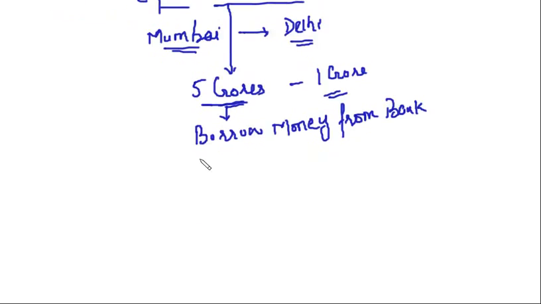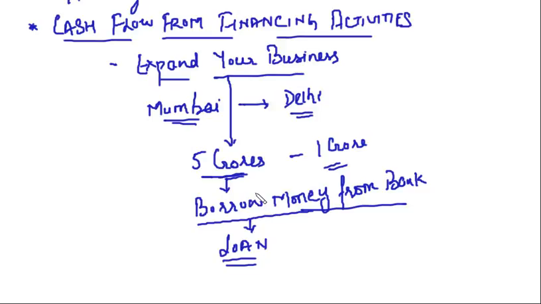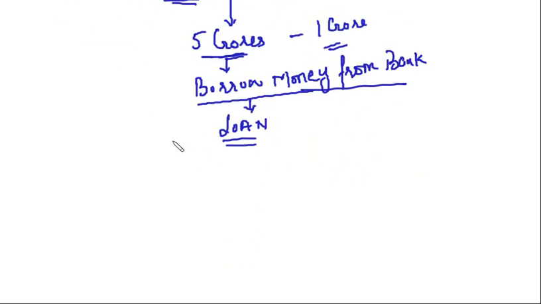Clear? Now, if we are borrowing money from the bank, we call this a loan. So in the financing activities, we are going to talk about the loan taken by the business. Clear? Now, this money can be borrowed in three ways. I don't say that we are taking it only from a bank. I say this loan we can take in basically three ways.